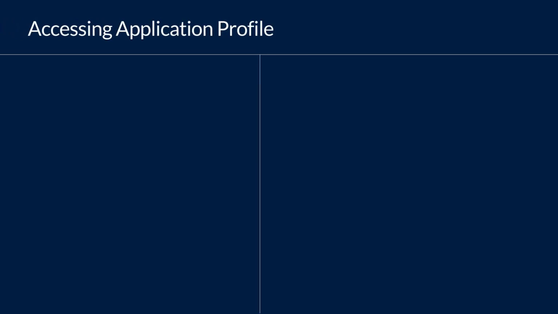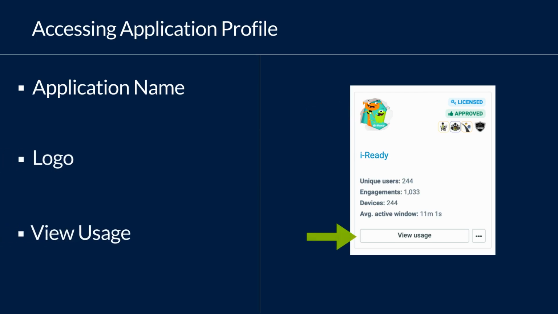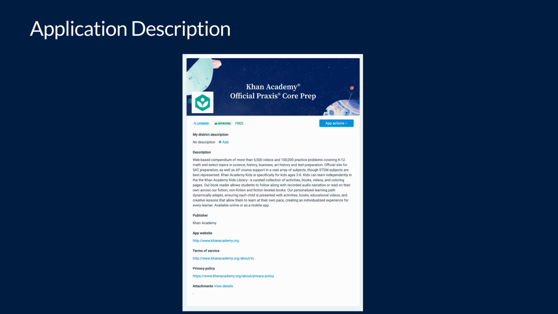To access an application profile from App Activity or the Lightspeed app library, click on the application name, logo, or the View Usage button. In the tile in the top left-hand corner, you will see the application name and logo, a description of the application, and a button to add your own district description to store any information about the application your district needs. Additionally, you will find the application website, terms of service, and public privacy policy.